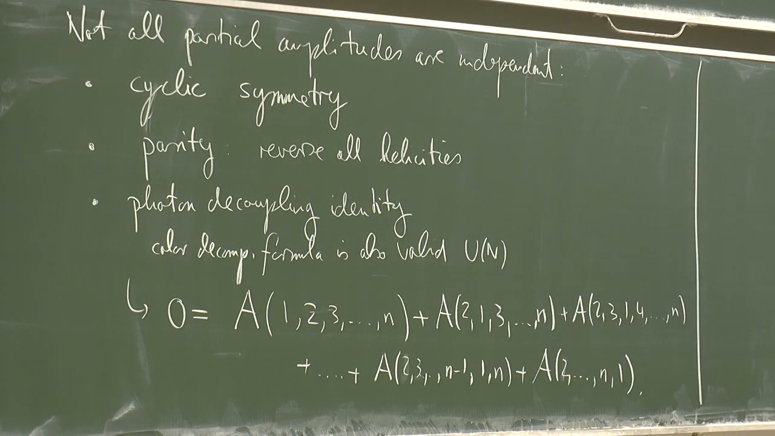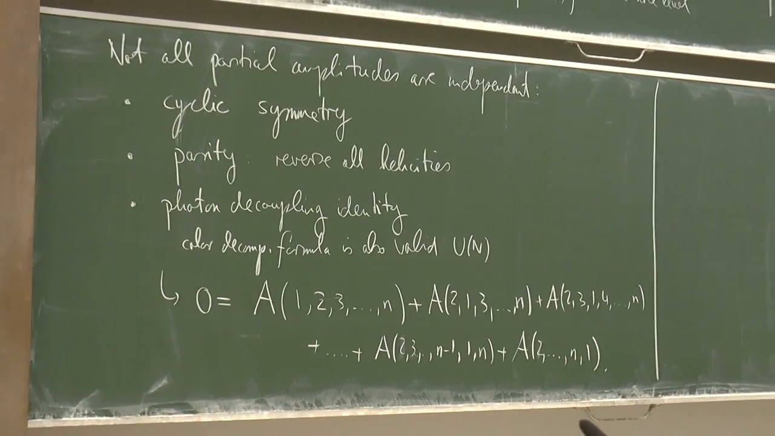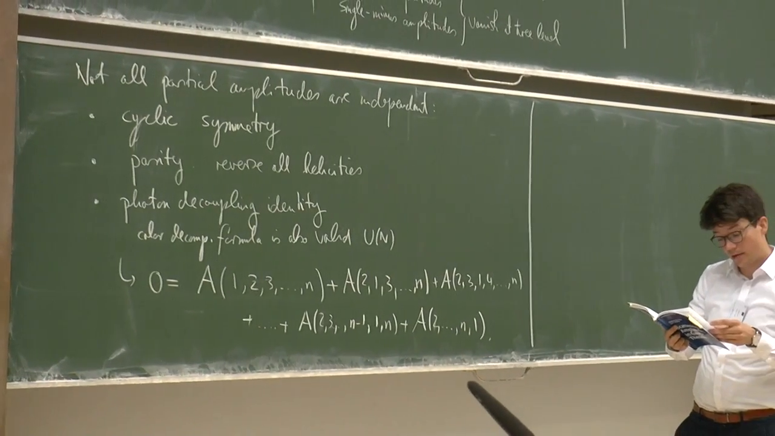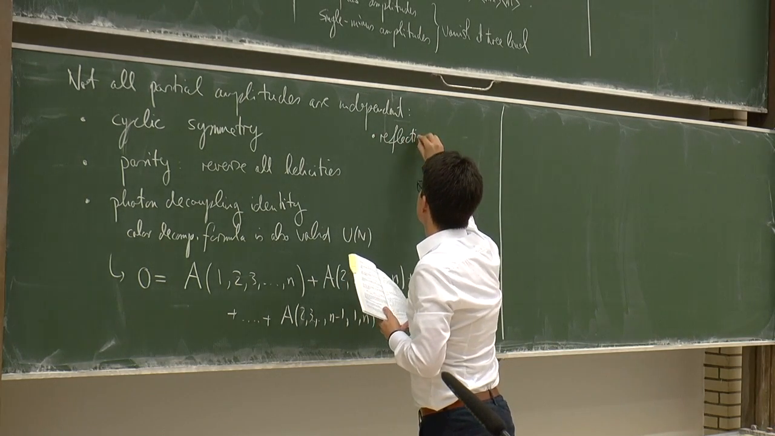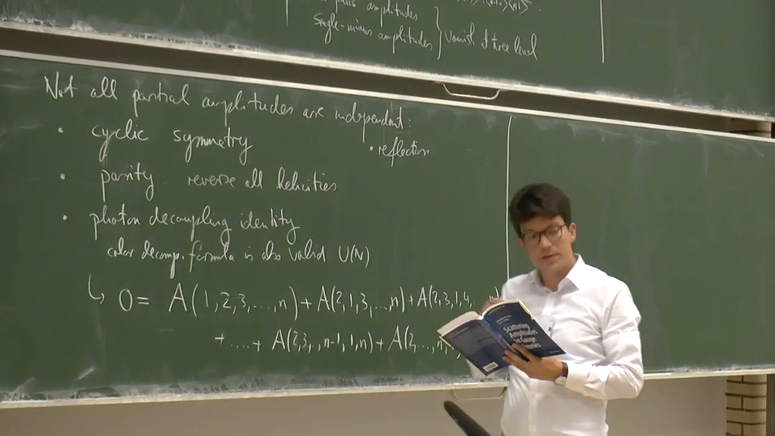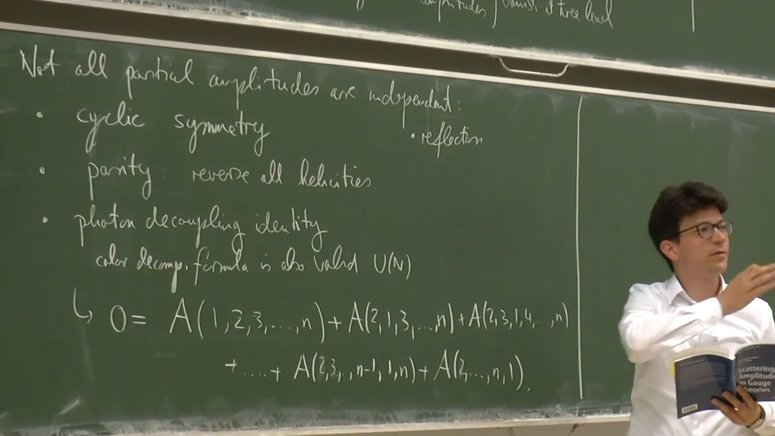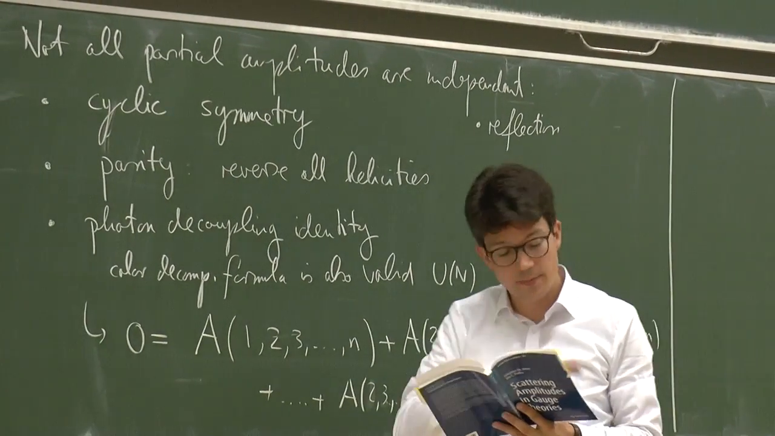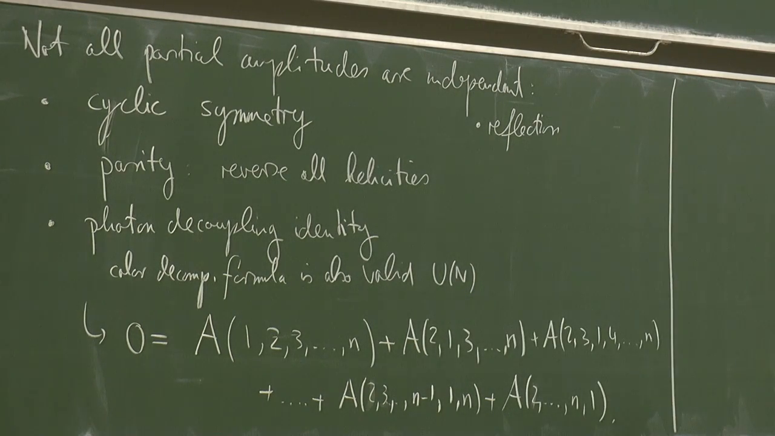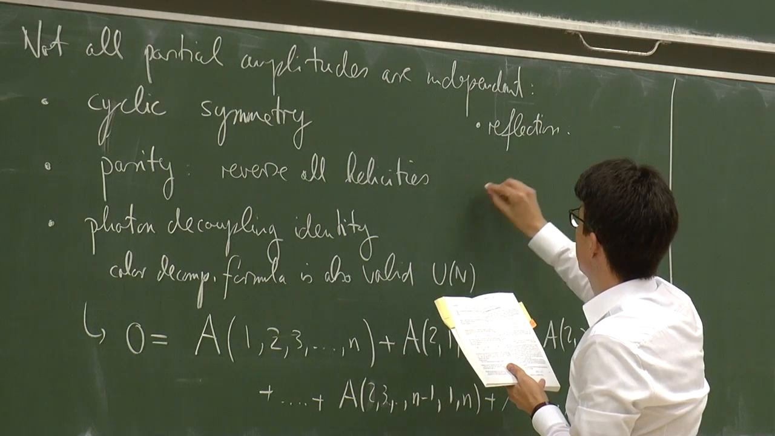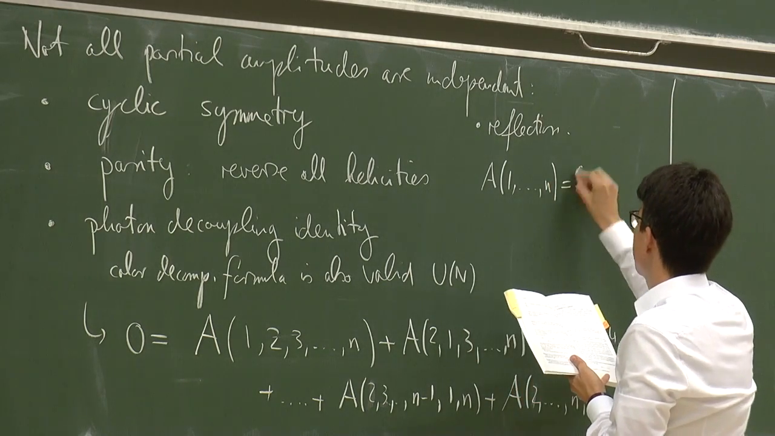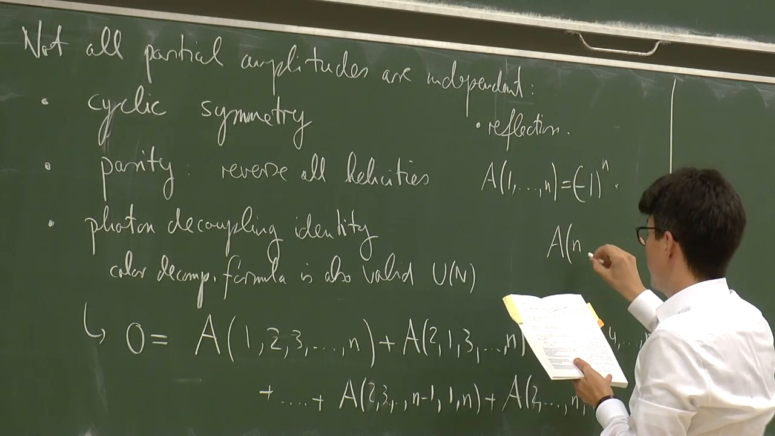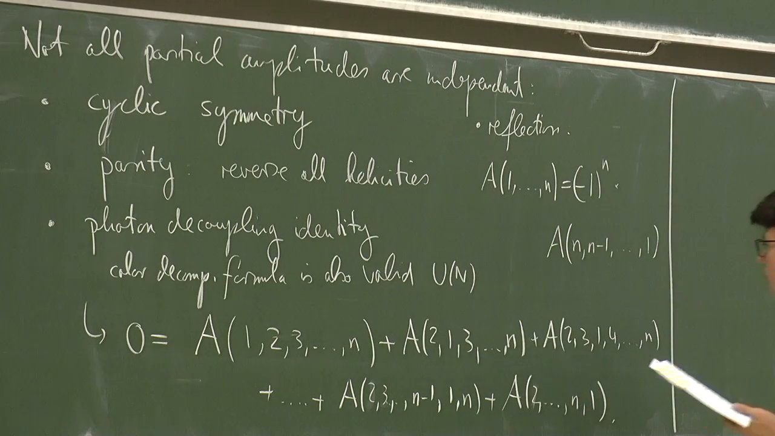Now, this is already a number of identities. Then there's one more, the reflection identity. If you just reverse the ordering, so instead of considering 1 through n, you start with n and go down, these partial amplitudes are also related, and this, like the other things, follows from the Feynman rules. So we have the following identity: A of 1 to n is equal to minus 1 to the n times the amplitude where I start with n and go down by one all the way to 1.